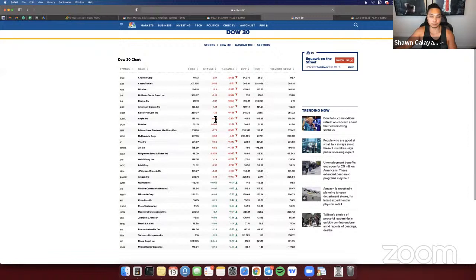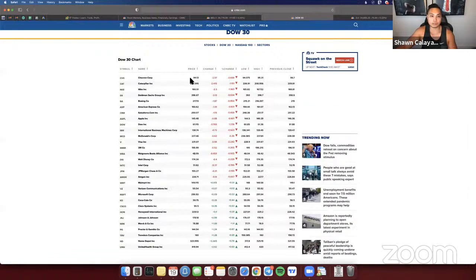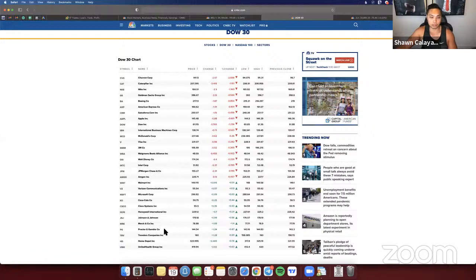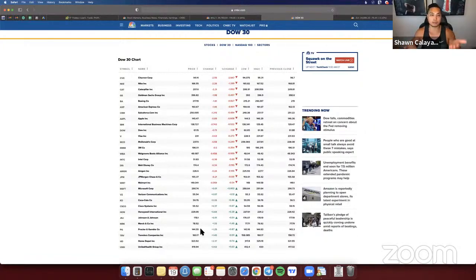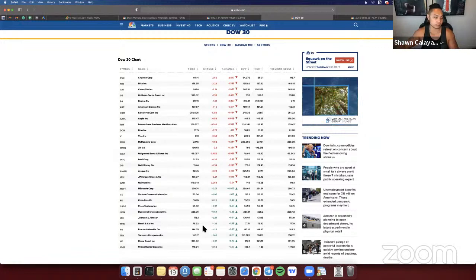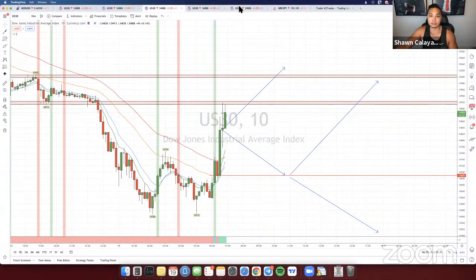I mean, it's starting to balance out a little bit. You can see Chevron's down 2 points, Caterpillar's down 2 points, Nike's down 2 points. Over here, Home Depot is down 2 points, United Health is down 2 points, Travelers is almost down 2 points. So they're starting to balance out, right? If we have the same amount of red stocks and the same amount of green stocks, it starts to balance out. However, it's still pretty risky.